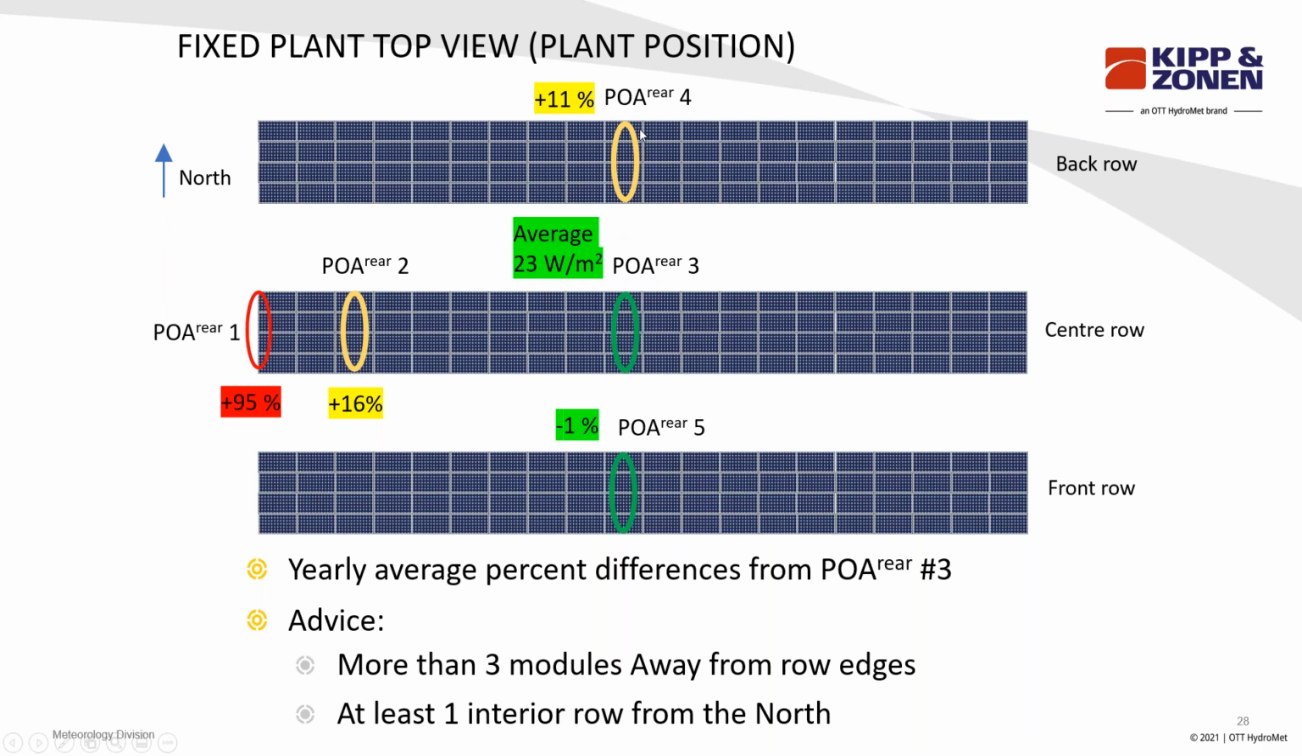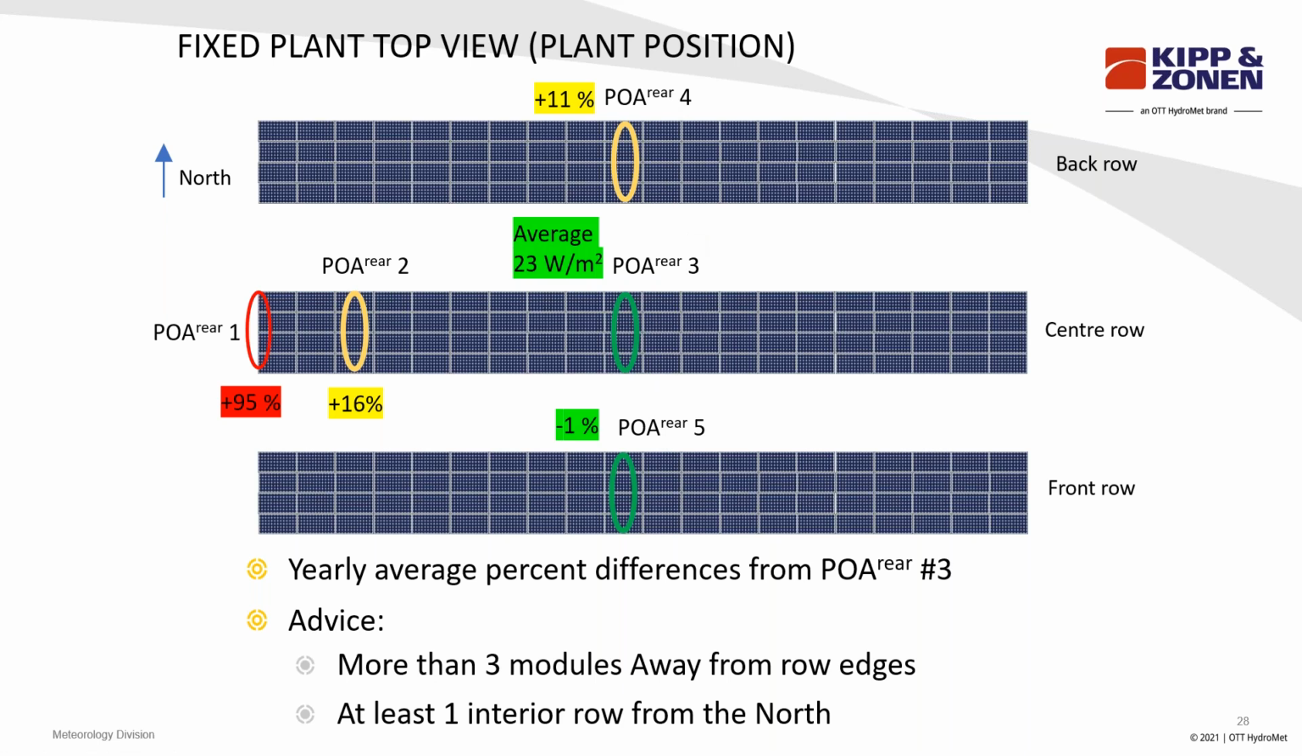And the same we see when we go to the northernmost row, so the row that has less shading on land above the modules. There we still see 11% too much. So our advice here is to move at least 3 modules away from the row edges and stay at least 1 row interior from the northernmost row.